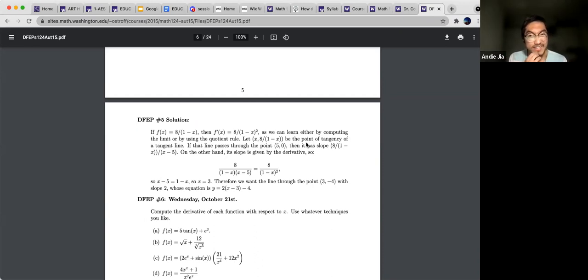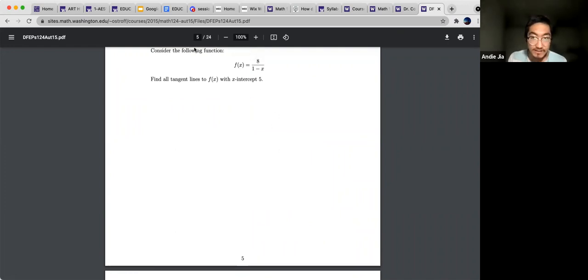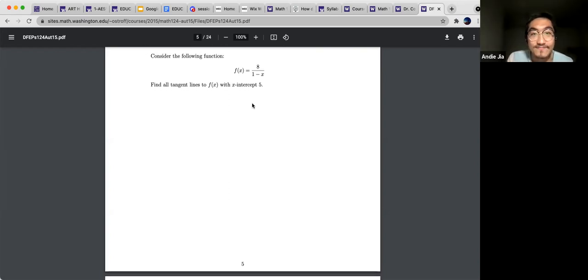If the line passes through 5 and 0, so an x-intercept of 5, which means x is 5 and y is 0. So this point is (5, 0). Basically what this question means is to find all the tangent lines of f of x that pass through the point (5, 0). Does this make more sense now? Please give me a reaction if you feel you understand.